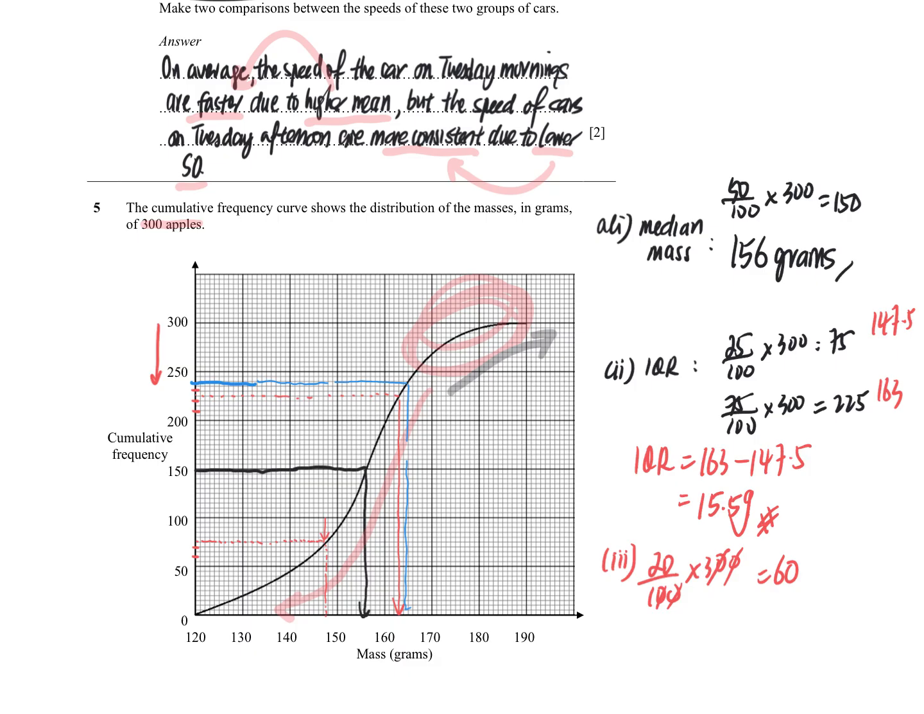Is it? Wait, I see properly. Oh yeah, 165. Really, my eyes got problem. Okay, so the weight must be heavier than 165 grams, and there's about 60 apples with a mass heavier than 165 grams. Yes.